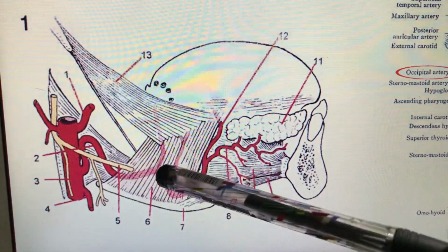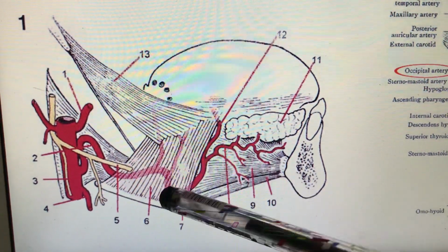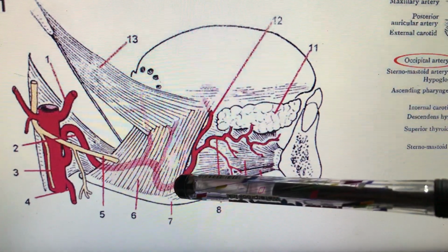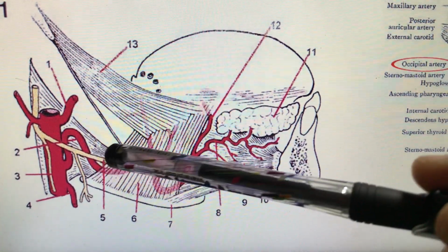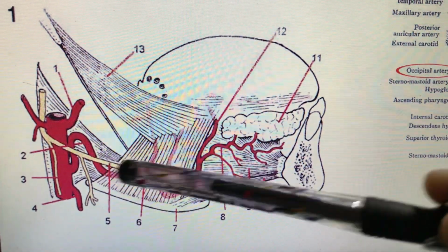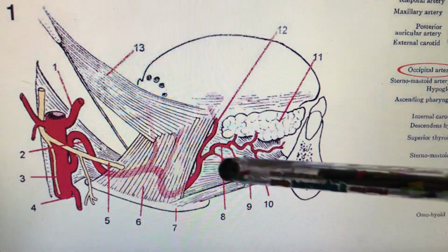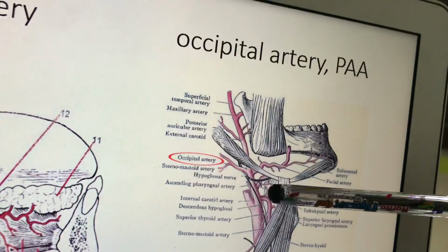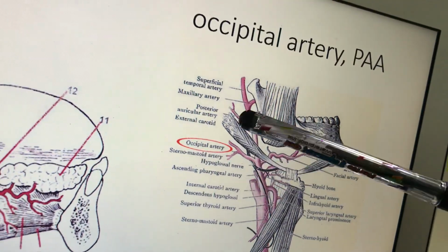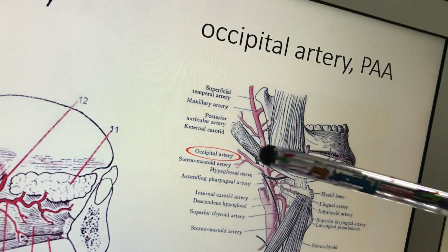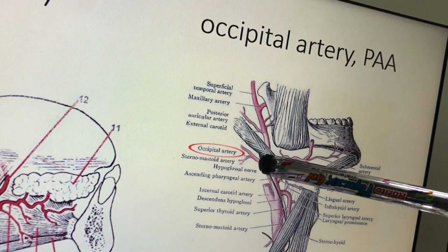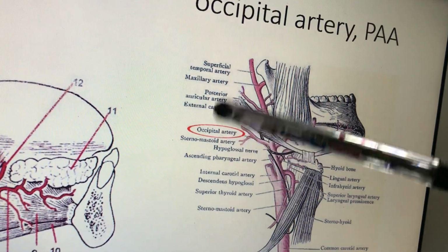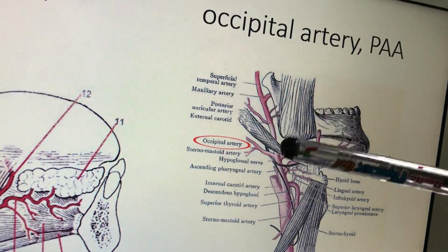So first part, second part, third part, it lies in relation with the muscle called hyoglossus. It lies deep to the hyoglossus. The nerve lying superficial to hyoglossus is the hypoglossal nerve. The nerve is above and the artery is below. And the next one is the occipital artery. The occipital artery is in relation with the posterior belly of digastric. It lies below the posterior belly of digastric and goes to the posterior aspect of the occipital bone.